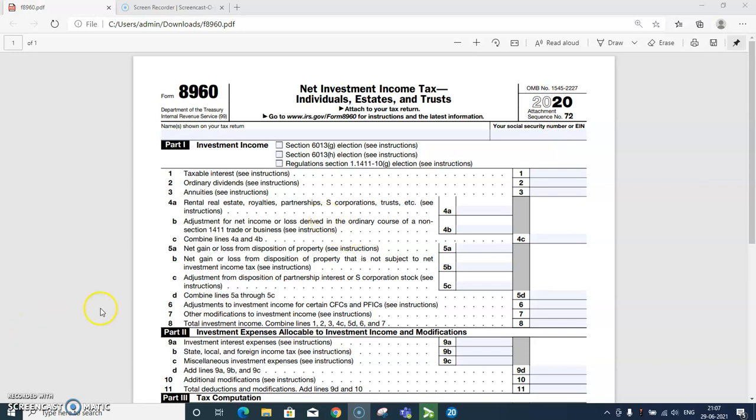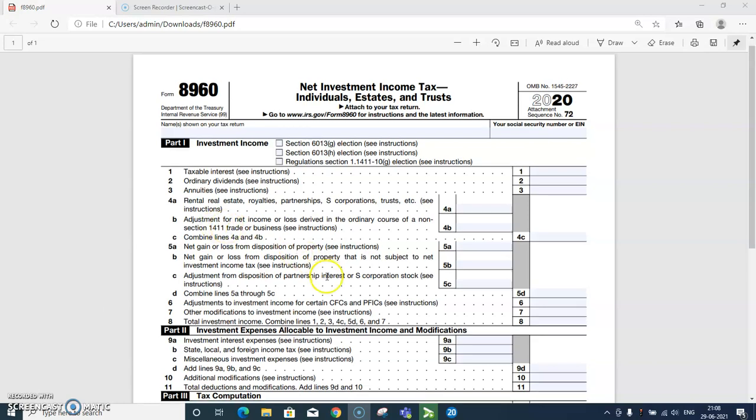Just having net investment income to report doesn't necessarily mean you will be subject to NIIT, the net investment income tax. The additional tax only applies if your modified adjusted gross income, or MAGI, is over a certain amount. The IRS calls this a threshold, and the amount of this threshold depends on your filing status. For example, for the tax year.